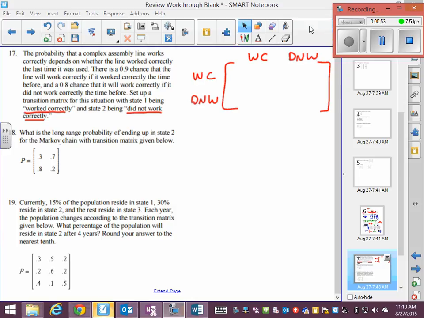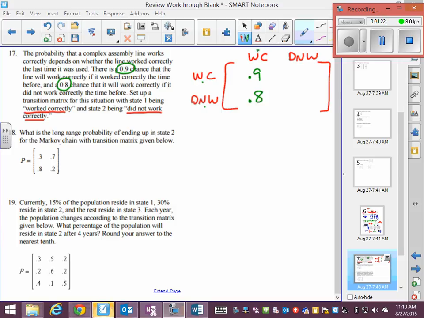So they don't give you all 4 entries, but they give you enough. It says there's a 0.9 chance that the line will work correctly if it worked correctly the time before. So we're talking about going from worked correctly to worked correctly is 0.9. The other number they give you is a 0.8 chance that it will work correctly if it did not work correctly the time before. So that's saying going from did not work to worked is 0.8.